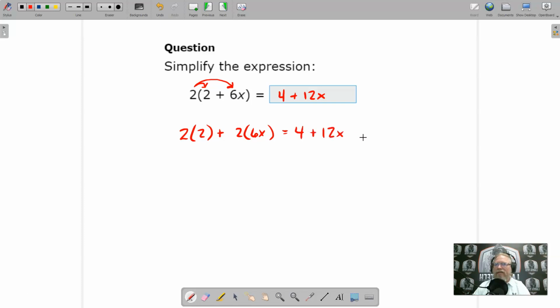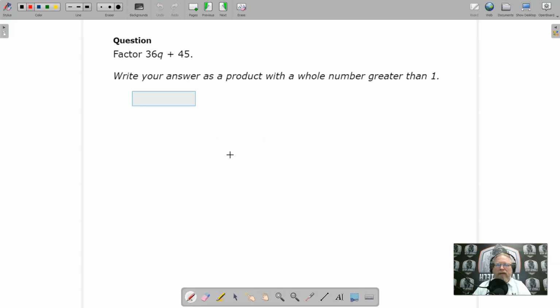And the x goes along for the ride, and we would end up with the same 4 plus 12x. So that's the process of using the distributive property to distribute something in. Now on the next one, we're going to have something that's a little bit different. Now they want us to factor it.